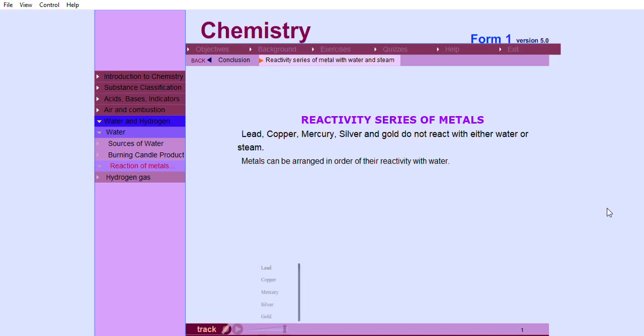All these reactions show that metals react differently with water. Metals can therefore be arranged according to how they react with water. There is decreasing reactivity from potassium to copper.